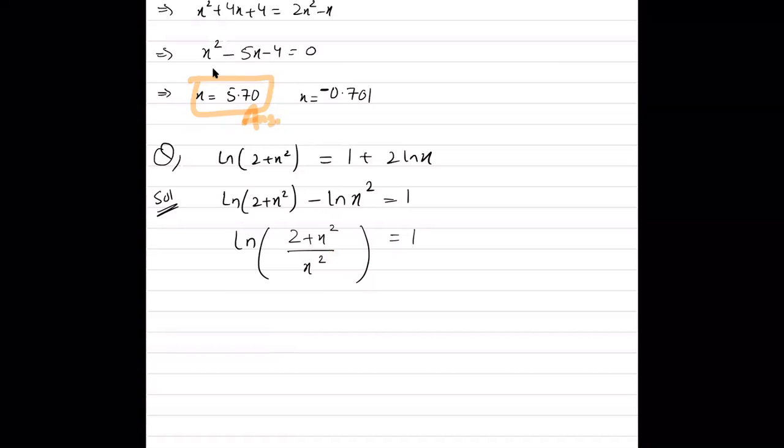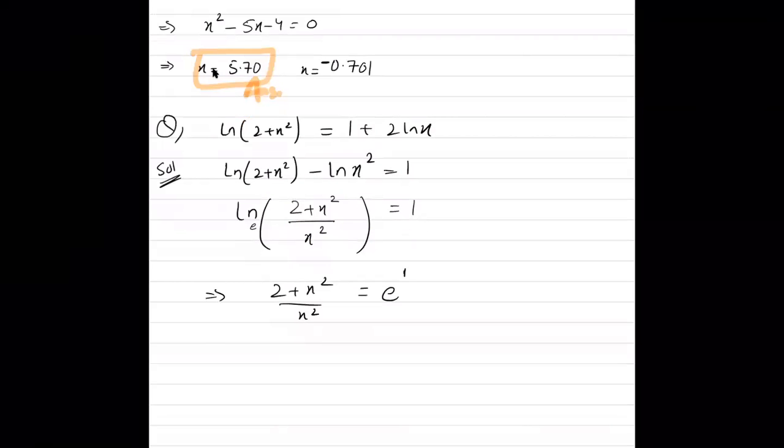Yeah. All right. So whenever you have a single log in an equation, in order to solve this, you can convert this into an exponential equation. So I know that ln is to the base e. So e raised to the power of 1 is going to be equal to 2 plus x square upon x square.